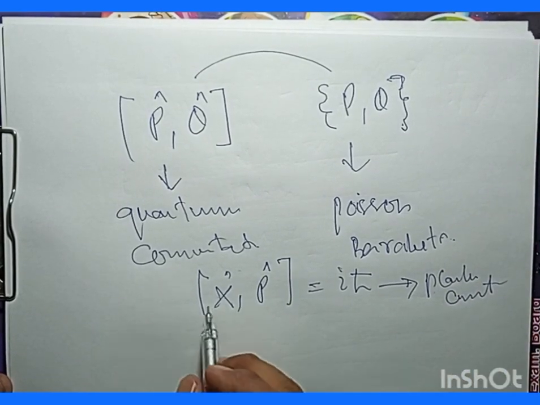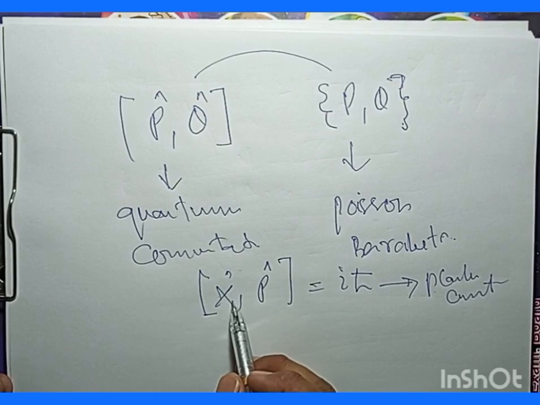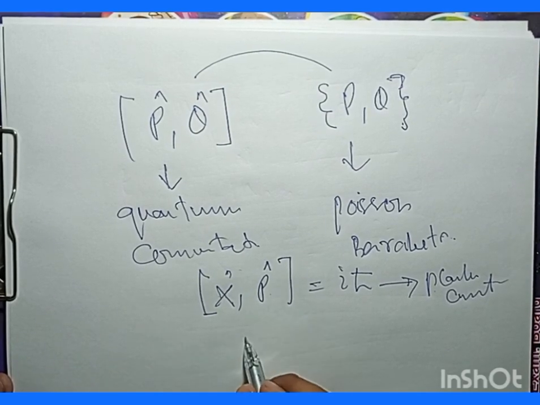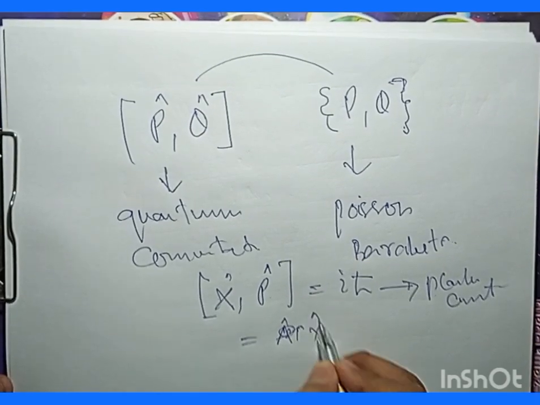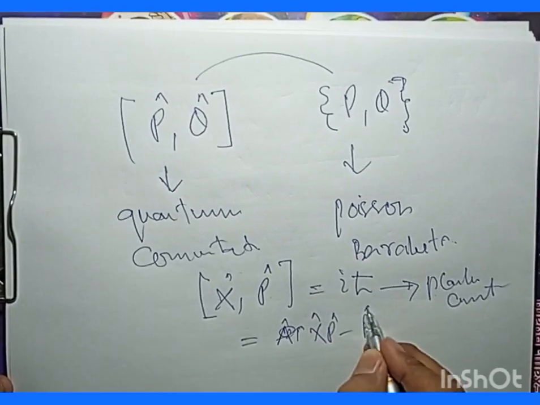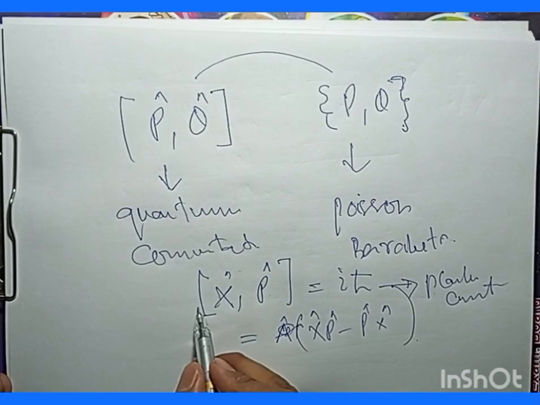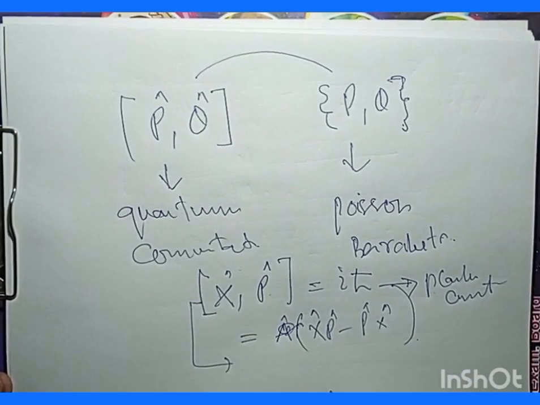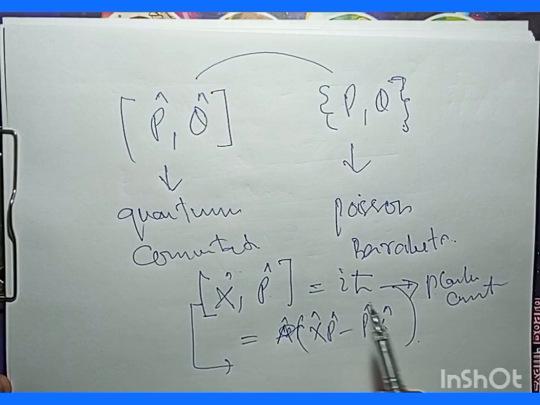And when we have to evaluate this, what we do is, suppose we have x cap and p cap, it's always equal to a cap. It is x cap p cap minus p cap x cap. And this bracket is the representative of the commutator. So it is a commutator for the position operator and momentum operator.